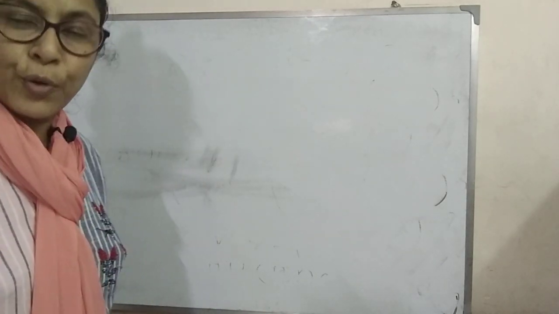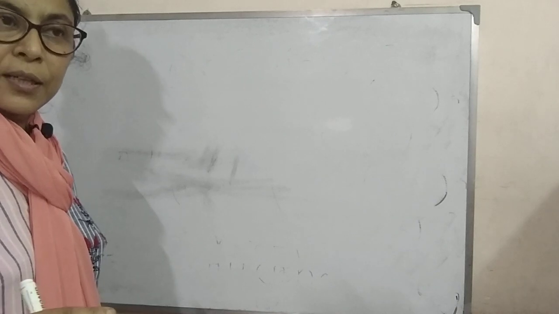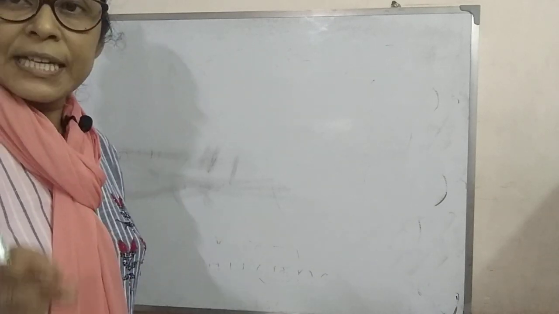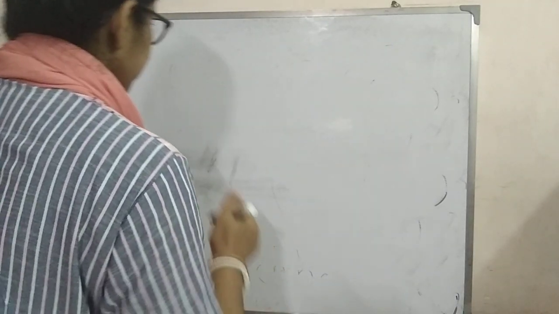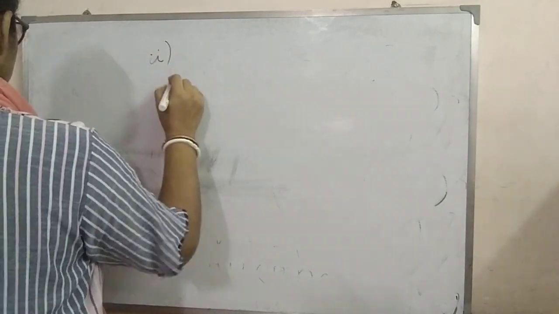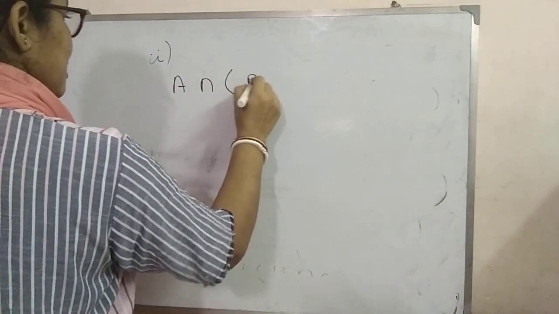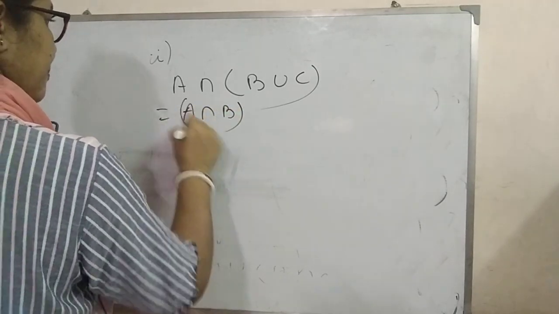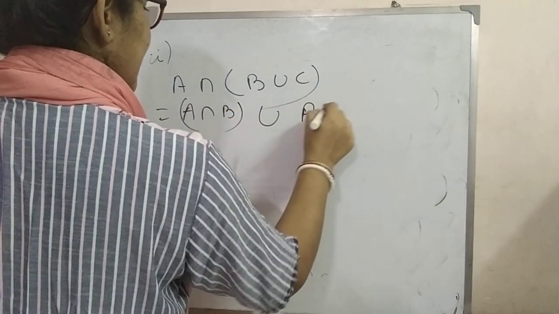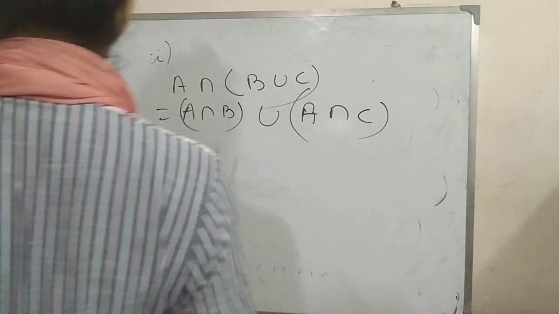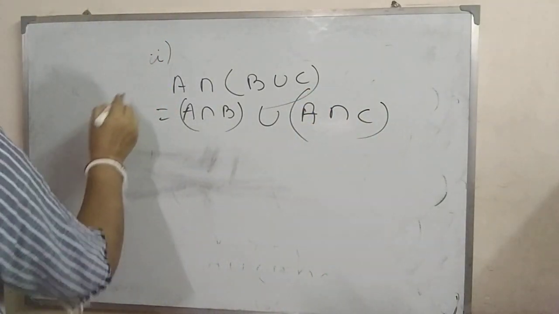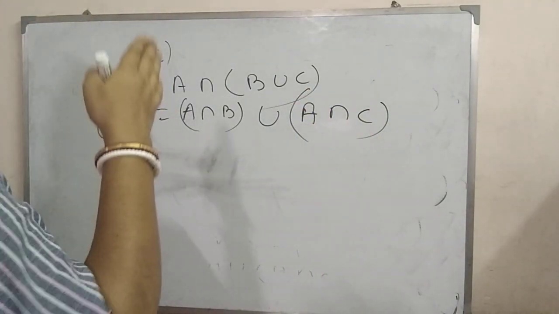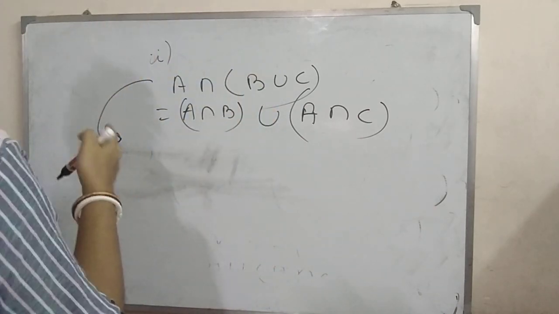Now I am going to prove the distributive law, second theorem. The second theorem is A intersection (B union C) is equal to (A intersection B) union (A intersection C). Okay. First I will take the first portion, that means the left hand side.